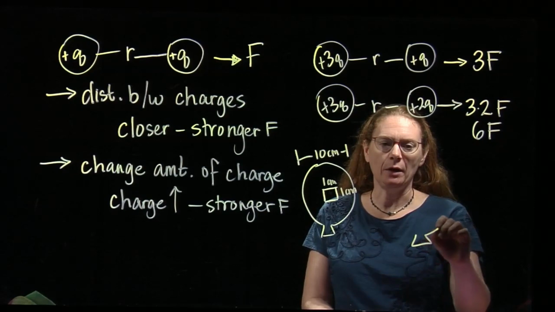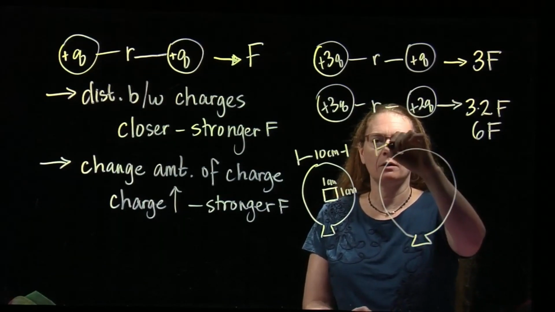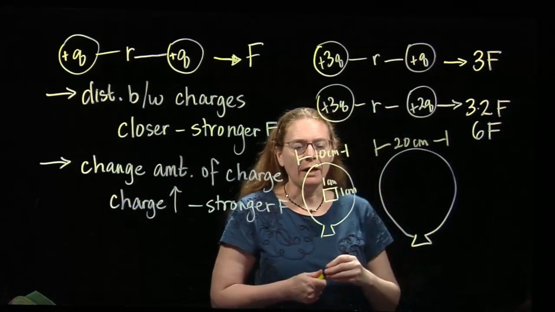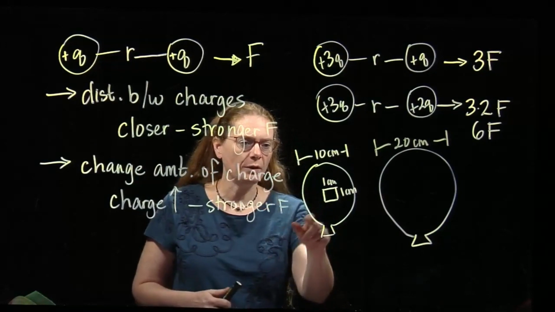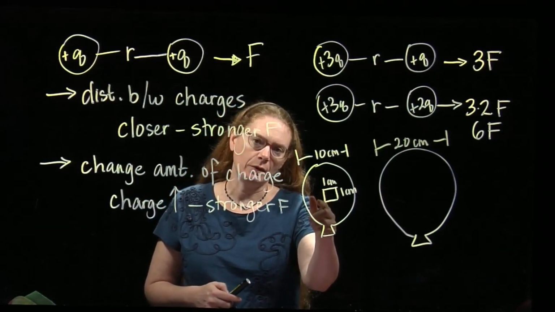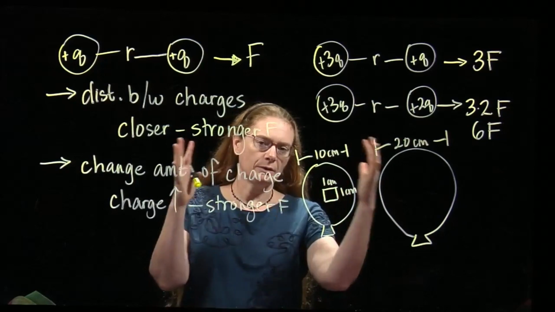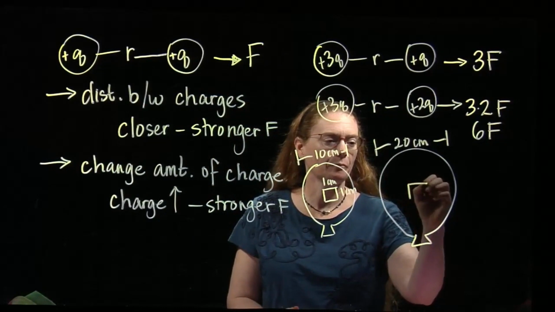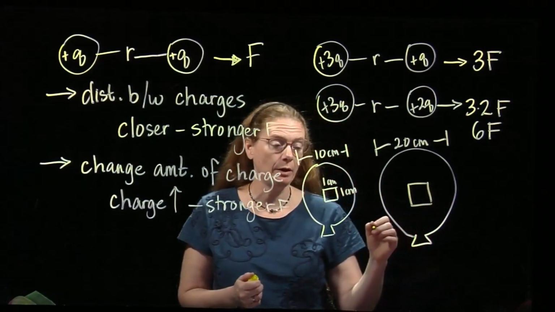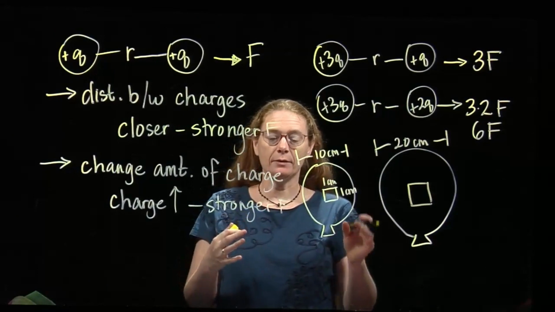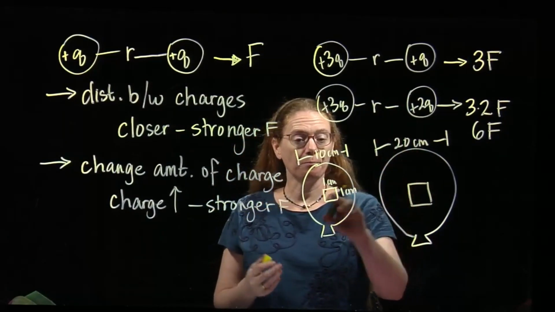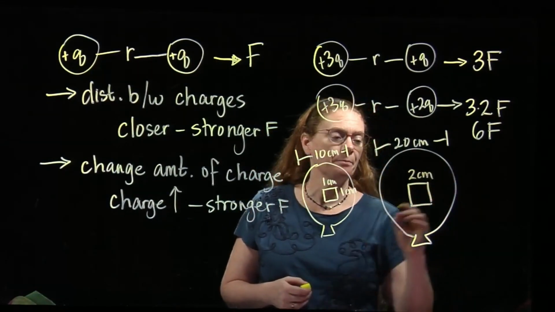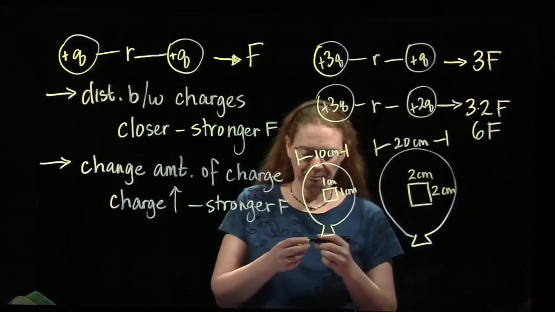Now, what's going to happen if I double the size of that balloon? So now it's 20 centimeters across. If I double the size of the balloon, what do you think is going to happen to the size of this square? Double the size of the balloon, 1 centimeter is going to become what? Bigger. You can imagine it's going to be bigger. Bigger by how much? If you guess that it's going to be bigger by a factor of 2, you're right. So something that was 1 centimeter across is now 2 centimeters across, and it's 2 centimeters here as well.